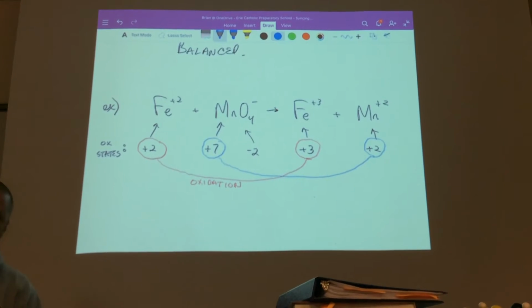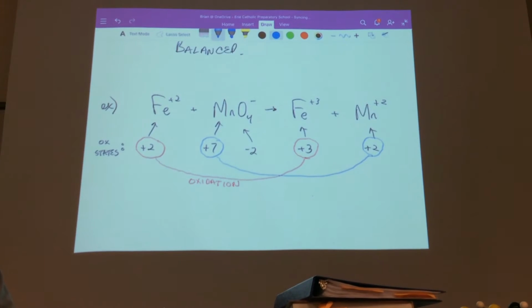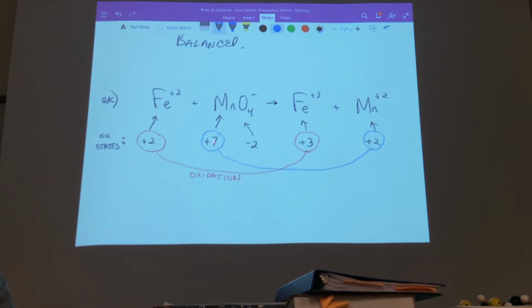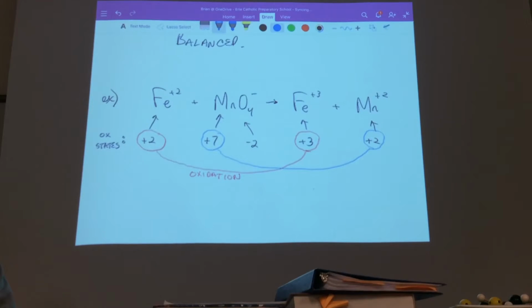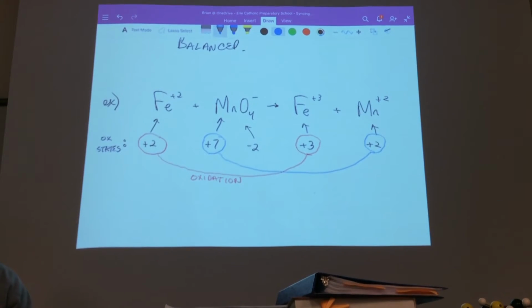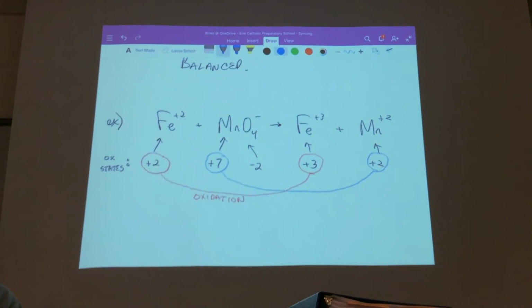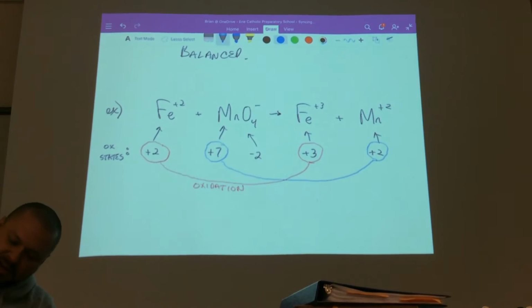For some of you, it might be easier to spot reduction first, because look what happens to the number in reduction. Plus 7 to plus 2. Didn't it reduce? So if you have trouble, just get in your head, I'm going to do the reduction first. It should go down. Therefore, oxidation better go up. So this is my reduction.